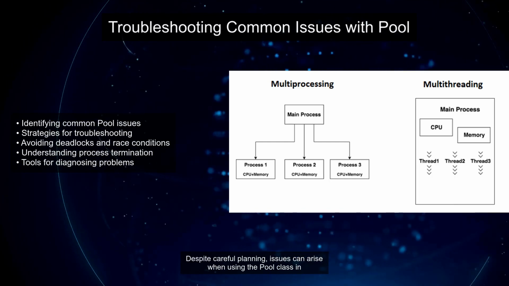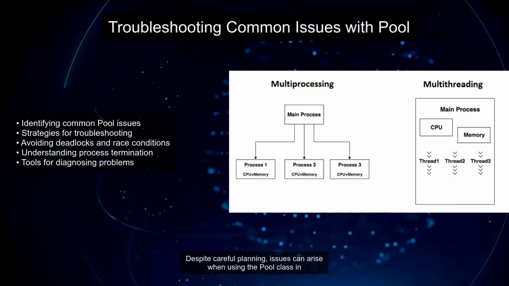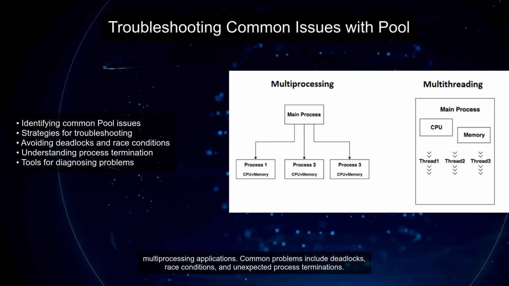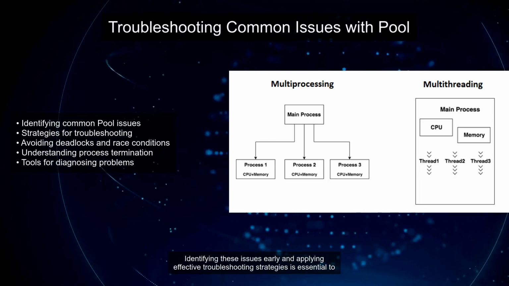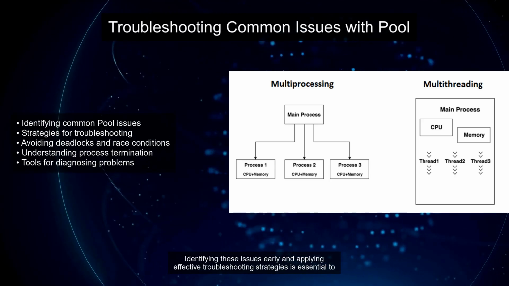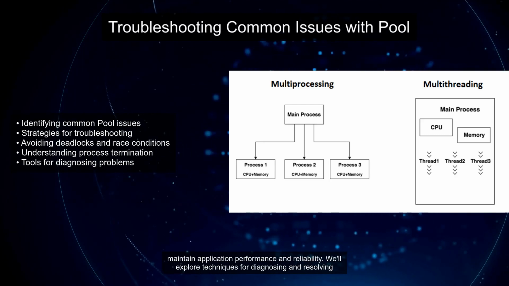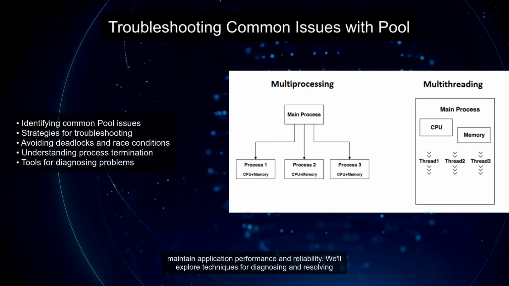Despite careful planning, issues can arise when using the Pool class in multiprocessing applications. Common problems include deadlocks, race conditions, and unexpected process terminations. Identifying these issues early and applying effective troubleshooting strategies is essential to maintain application performance and reliability.